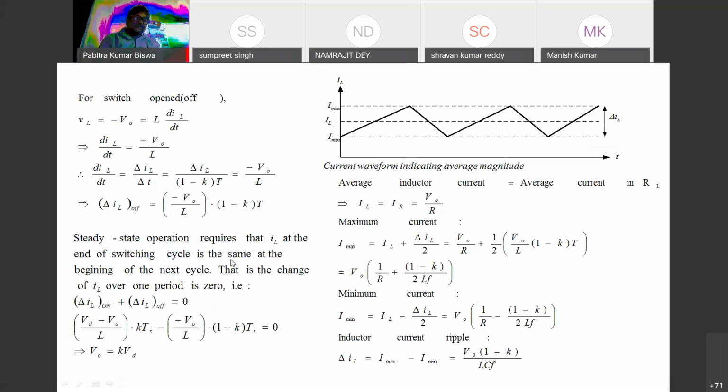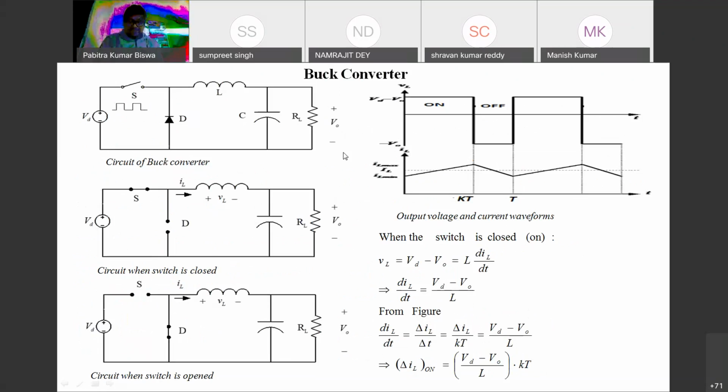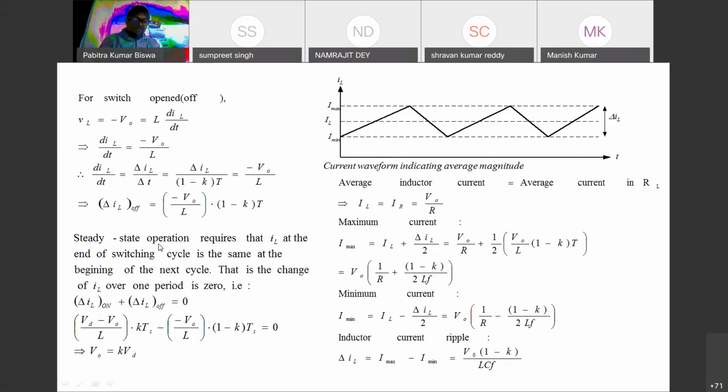And when the switch goes to the off condition, VL equal to minus V0, then we have to write dIL by dt equal to minus V0 by L. Then dIL by dt in the off condition, (1 minus k)T. Then we have to write del IL off equal to minus V0 by L times (1 minus k)T.